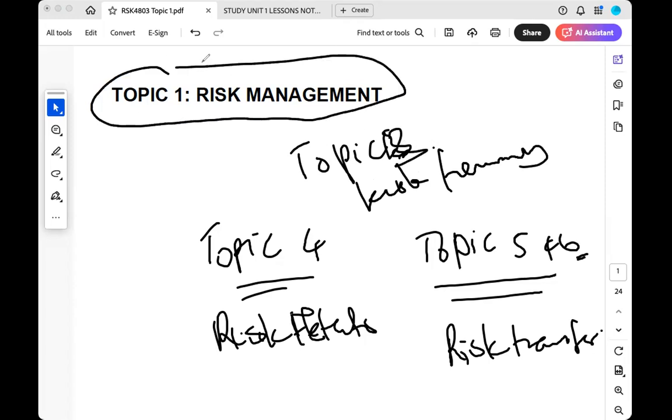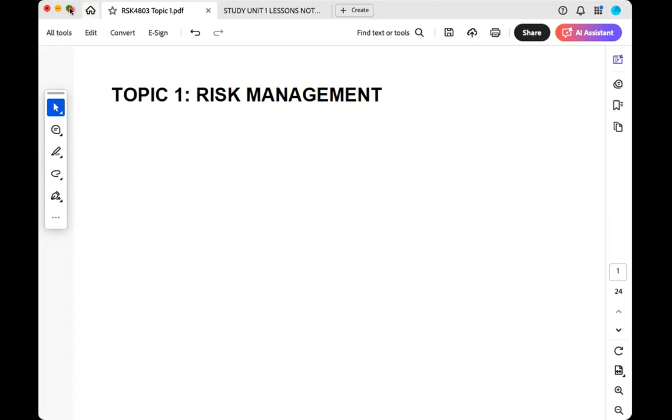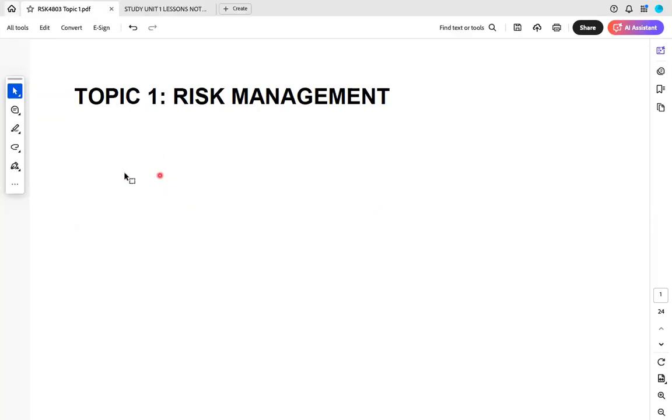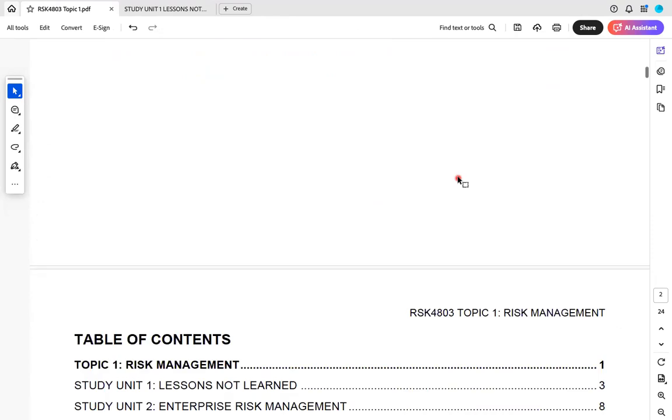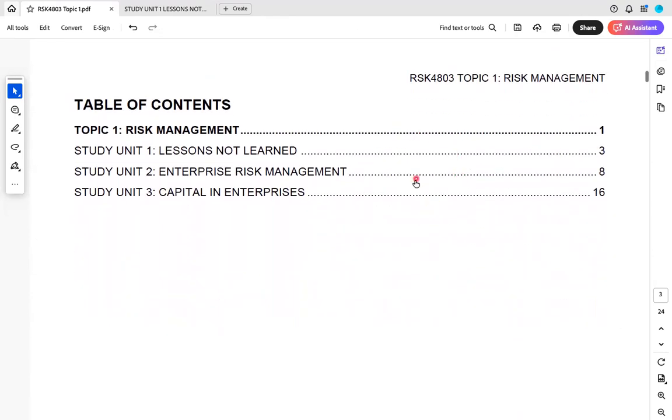Topic 1, of course, is just an overview of risk management, and then topic 2 is decision theory. So topic 2 is decision theory. Topic 3 is just risk financing. Topic 1, risk management. So topic 4, remember we said that risk financing can be split into risk retention and risk transfer. So if you consider this module like that, it becomes a relatively easier module to follow if you just have a mind map as to how the module goes.